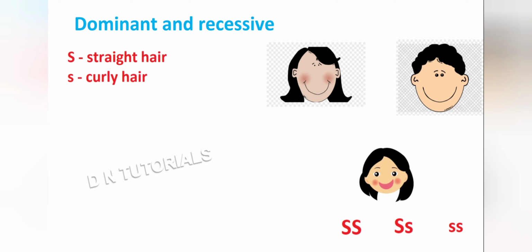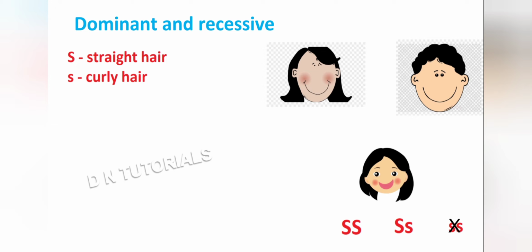If we consider the last one, that is small s and small s, that can't be. That is because if the child had small s and small s, the phenotype of the child would be curly hair. Because if we have two recessive alleles, then the recessive allele is always going to be expressed. But the child has straight hair, which means the child has one capital S in the genotype.